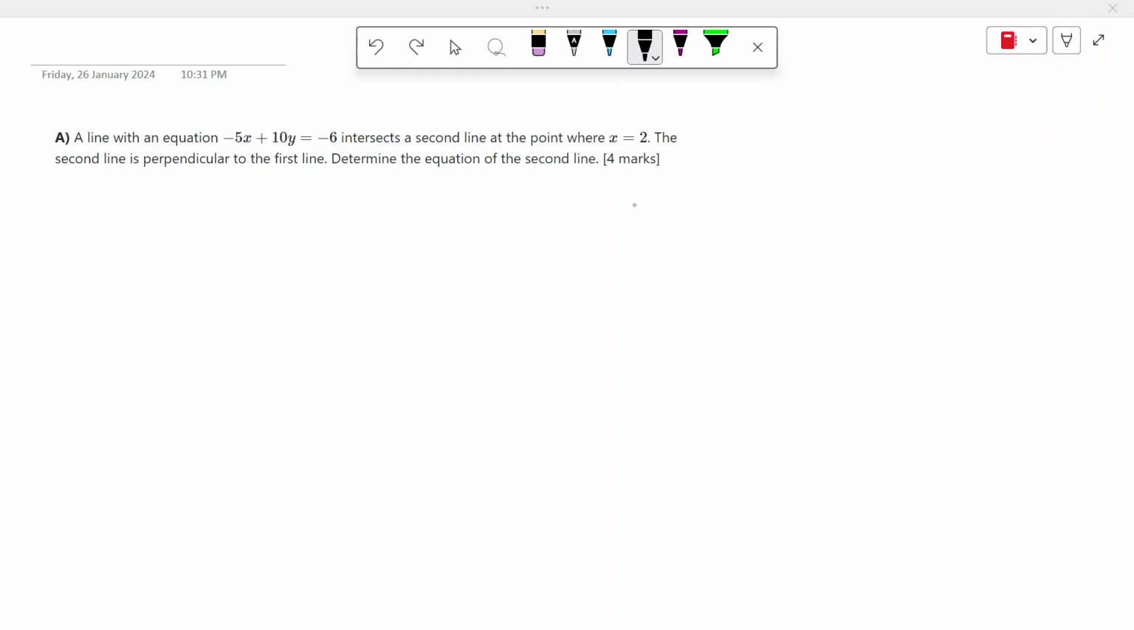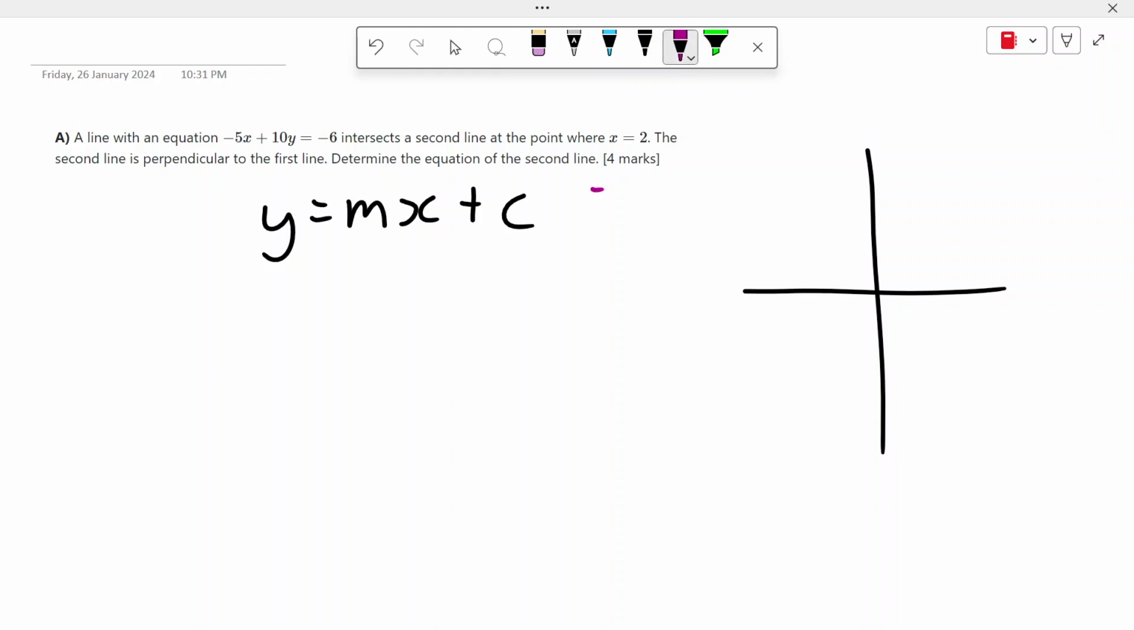This is wanting us to find an equation of a line. And an equation of a line has this format: y is equal to mx plus c, where m is the gradient and c is the y-intercept. So again, if I was just to plot this, c would be the y-intercept, and m tells us is it flat, aka is m 0, or is it positive, or is it negative?